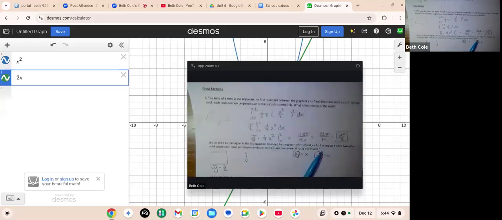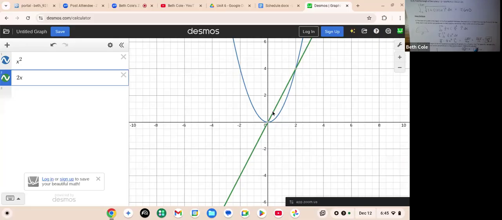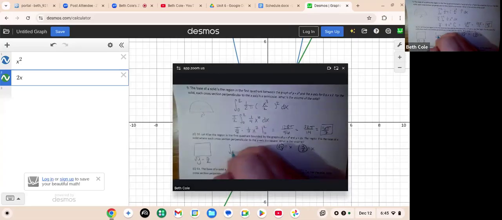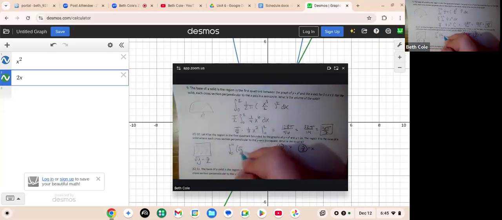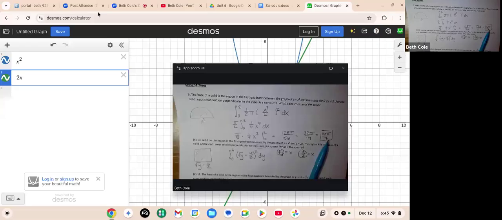I need to look at my graph to get my boundaries. I want them to be y values since it's a dy problem. So it's going to be from 0 to 4. All right, 0 to 4. And I want to put the area of my shape in there, which is a square. So it's going to be square root of y minus y over 2 squared dy. And then I am going to type that in.